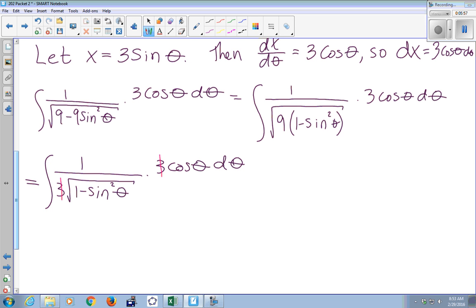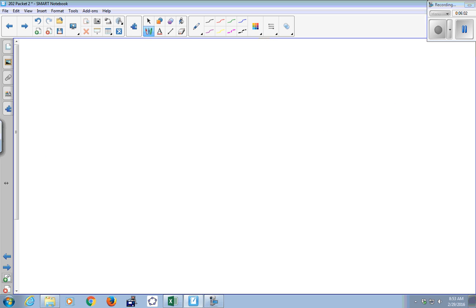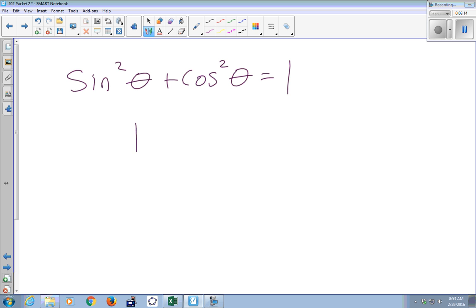Cosine squared. Yeah, that's just the Pythagorean identity. I'll just write it as a little aside here. Sine squared theta plus cosine squared theta is always 1. So if I subtract sine squared theta from both sides, I get 1 minus sine squared theta is cosine squared theta.